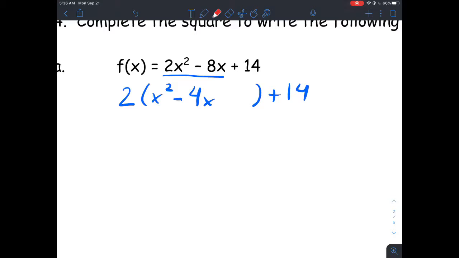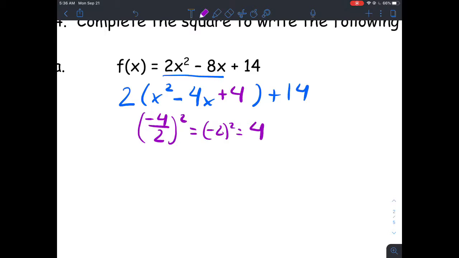So again, how did I do this? I factored a 2 out of here and a 2 out of here, and I ended up with a minus 4x inside and just an x squared. And nothing happens to my plus 14. I just put it on the outside. So now we're going to do what we did before. We're going to take our negative 4 divided by 2 and square it. So that's going to give me negative 2 squared, which is going to give me a 4. So I'm going to add 4 on the inside.